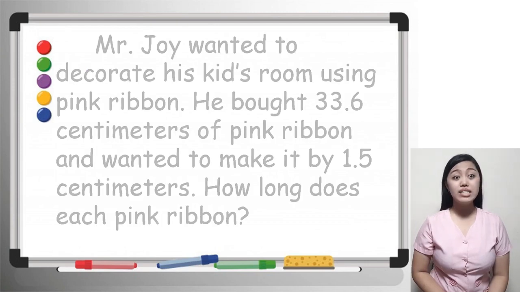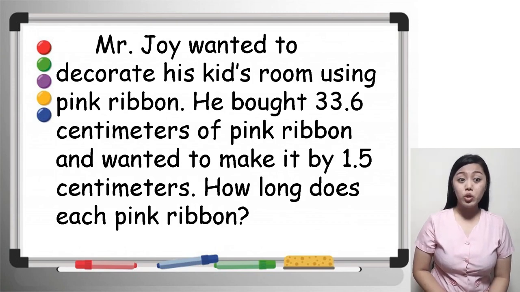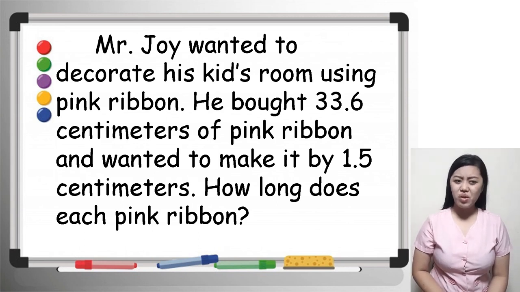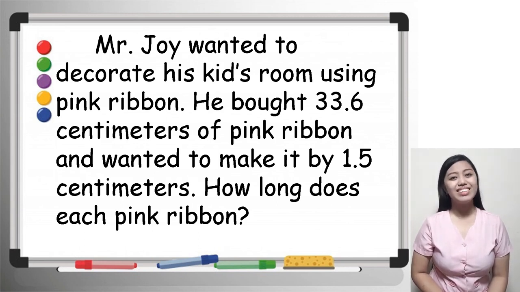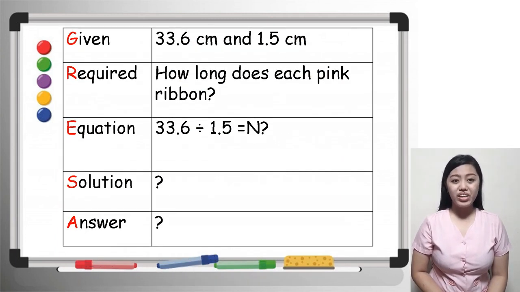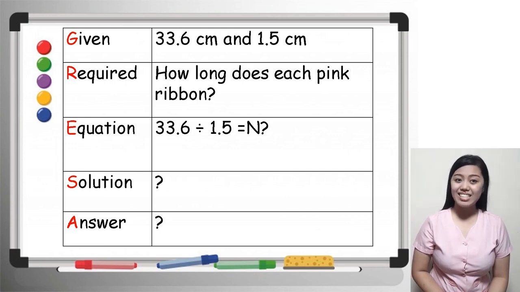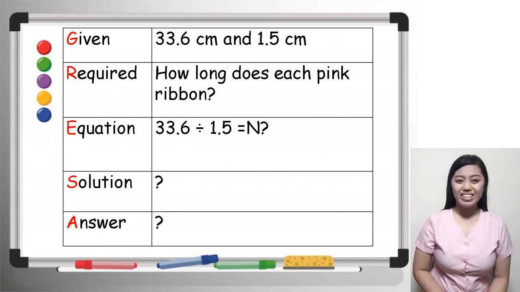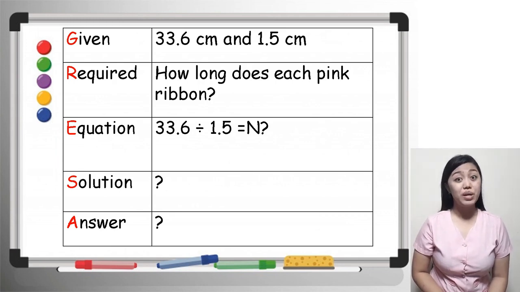Mr. Joy wanted to decorate his kid's room using pink ribbon. He bought 33 and 6/10 centimeters of pink ribbon and wanted to cut it into pieces of 1 and 5/10 centimeters. How long is each pink ribbon? Again, let's use GRESA. 33 and 6/10 centimeters and 1 and 5/10 centimeters are our given. How long is each pink ribbon?